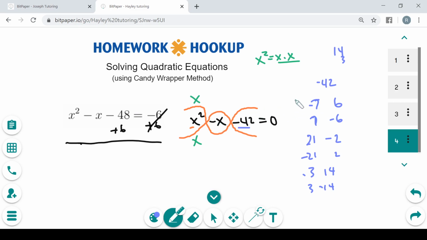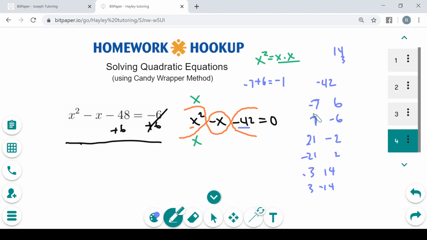So let's think about that. Let's start off with the first group. The first group is negative 7 times 6. Negative 7 times 6 is obviously going to give us negative 42. And then we add them together. We can do that right here. Negative 7 plus 6. Guess what we get? We get negative 1. So we kind of lucked out.